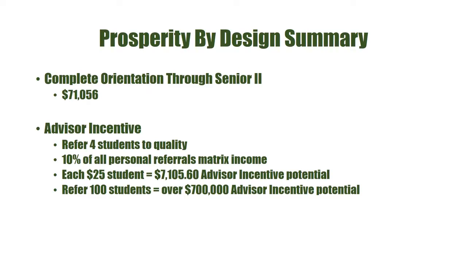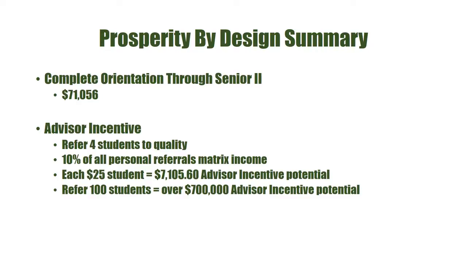So now let's summarize here. You have joined Prosperity by Design. You came in at the orientation level, which is only $25. You advanced at whatever pace you felt most comfortable with. Hopefully you were able to do that very quickly and got into the Senior 2 class. You have completely filled. You've built a team of 39 people, and you have advanced those 39 people through those 9 matrices with you. And when you do that, you're going to earn back $71,056.